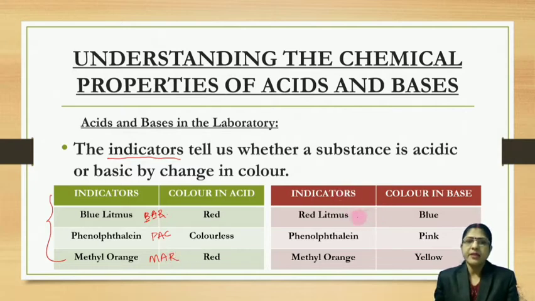Similarly, for indicators, litmus turns blue in a base, that is RBB, round bottom bottle, like a round bottom flask. Then phenolphthalein in base is pink, PBP. Then methyl orange in base turns yellow. Right?